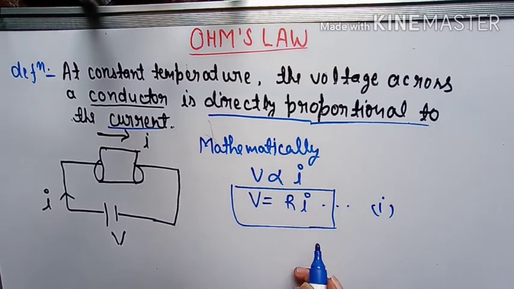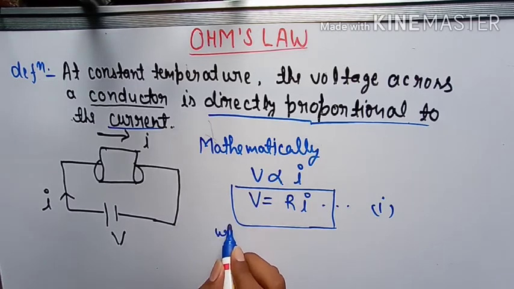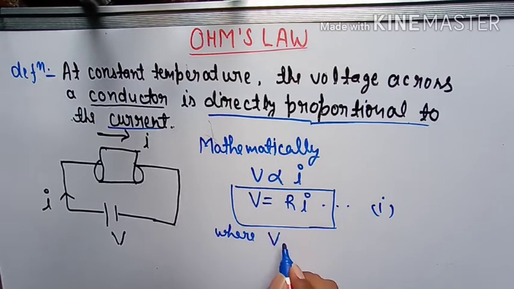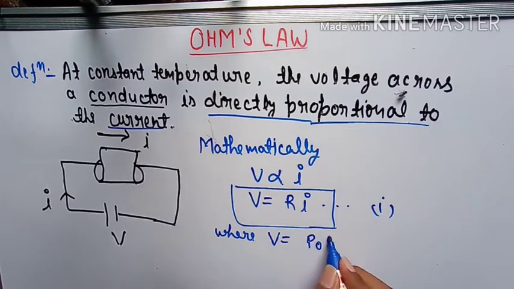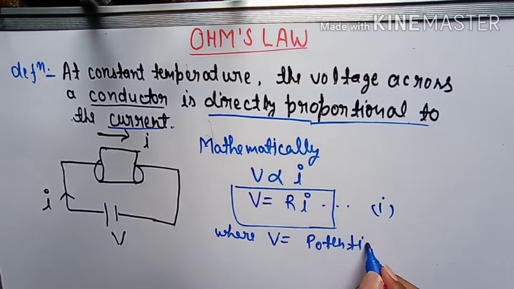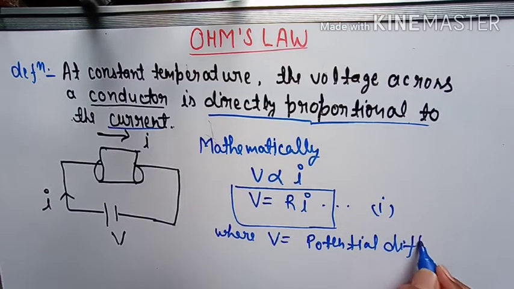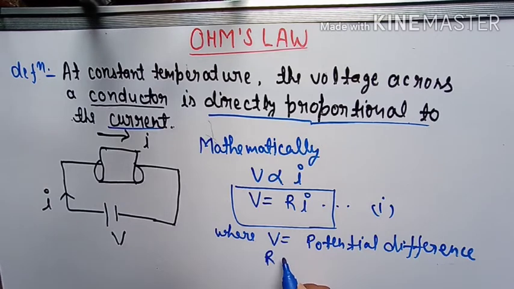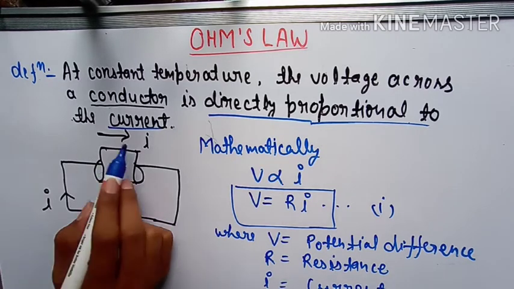Now what is V? So let's write it, where V is equal to potential difference. You have applied it here, and R is the proportionality constant. Its name is resistance. Soon I will discuss it. And I is the current flowing in the conductor.